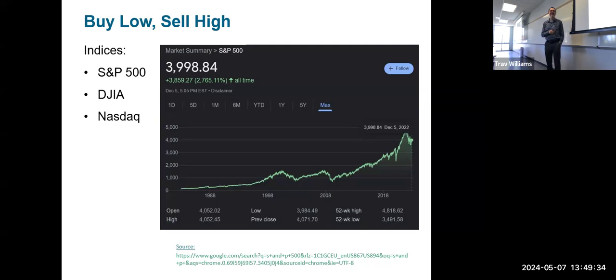What do you think about crypto? Same thing. It's super risky because it goes up and down, right? Like Bitcoin went from 50,000 a coin down to 25,000. Now it's up to 60,000.